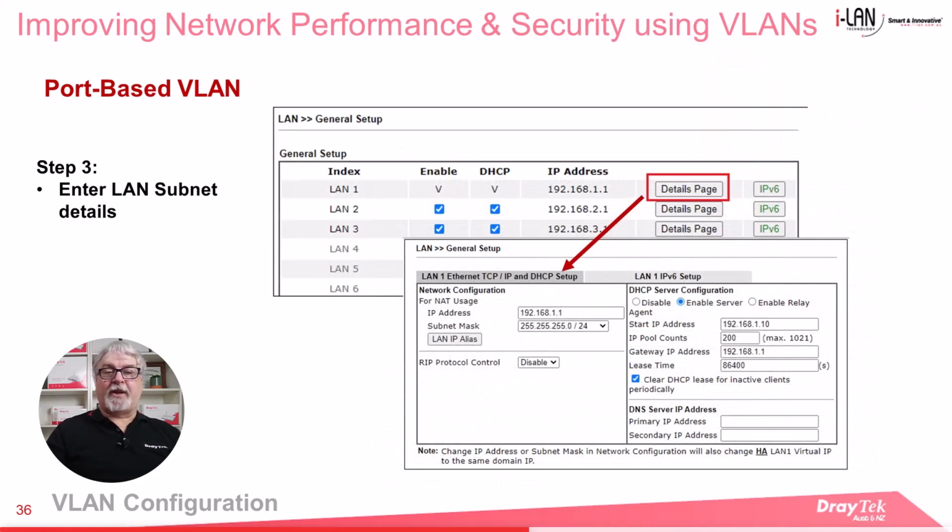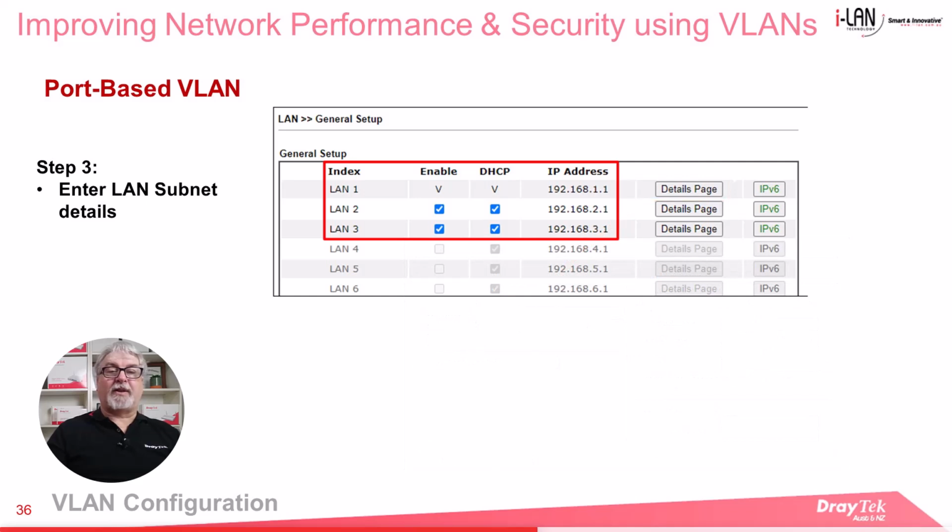The next step is to enter the LAN subnet details for each LAN, including the DHCP details. You'll find this under LAN General Setup. Just click on the Details button for each LAN. You can see here we've used the subnet 192.168.1.1 for LAN 1, 192.168.2.1 for LAN 2, and 192.168.3.1 for LAN 3. That'll keep those LANs separate.